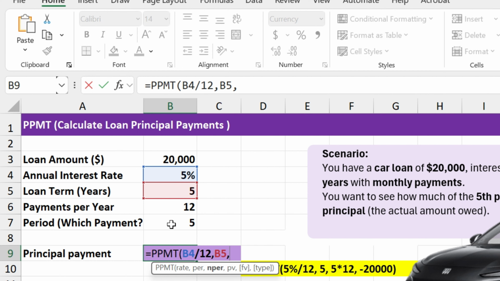Then, the total number of payments. That's 5 years times 12 months. Finally, the loan amount entered as negative, we can multiply it by -1.